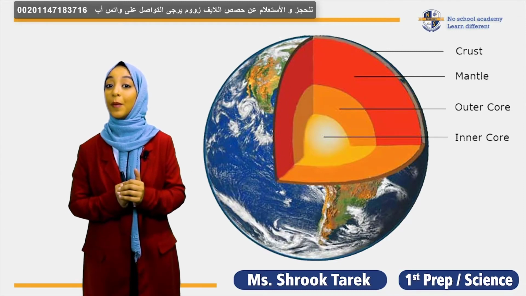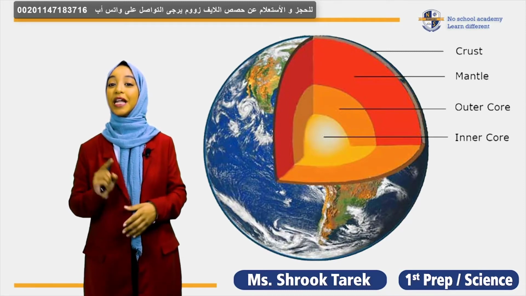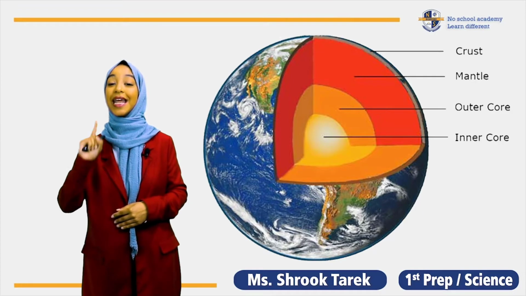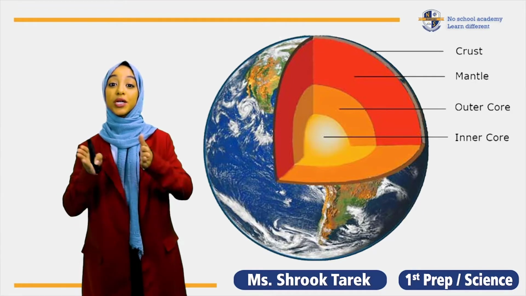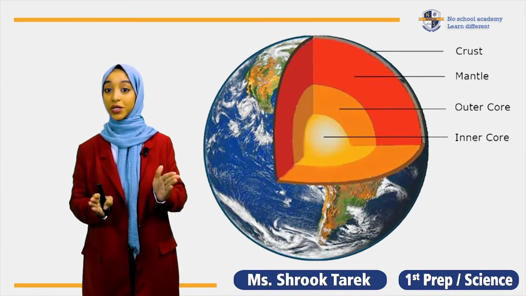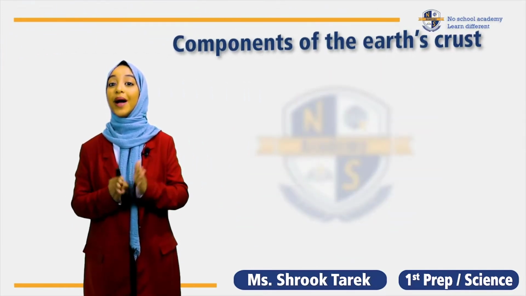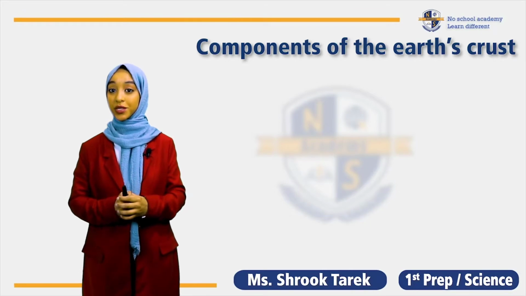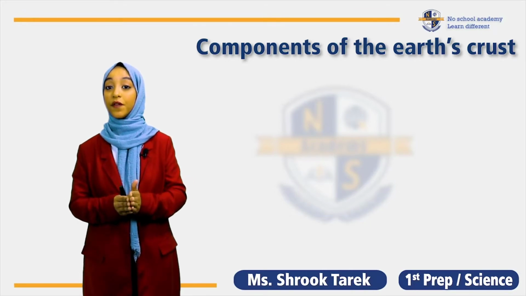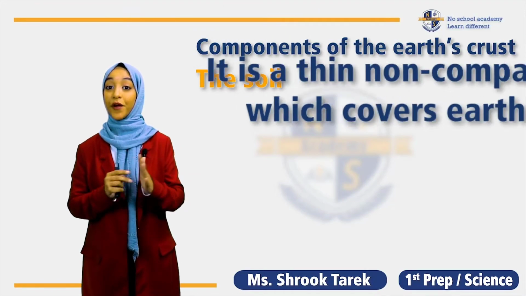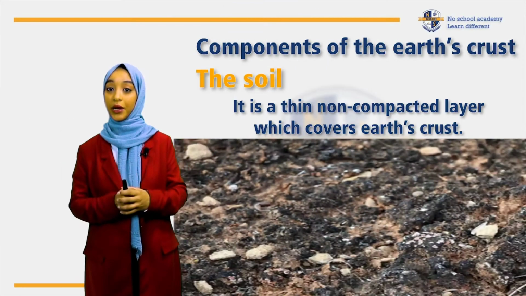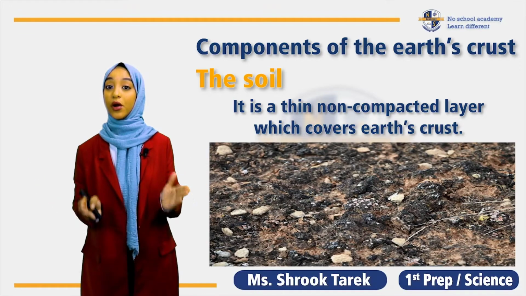طيب احنا ليه افتكرنا مع بعض layers of the earth؟ علشان النهاردة هنركز عن أول layer عندنا which is known as the earth crust. The earth's crust. هنعرف مع بعض the components of the earth's crust. أول حاجة نعرفها the soil. Soil is a very thin layer, fragmented, loosened layer that covers the earth crust.